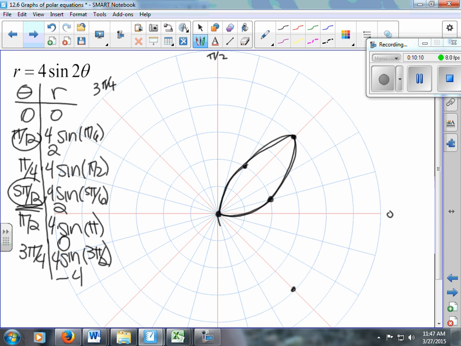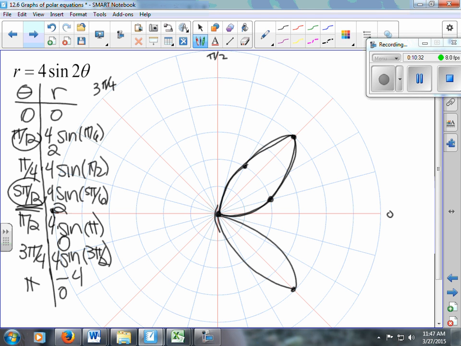And what would have happened is, because I was here at 0, when I plug in pi, this angle here, this negative x-axis, I get 4 times the sine of 2 pi, which is 0. And so I came back to 0.